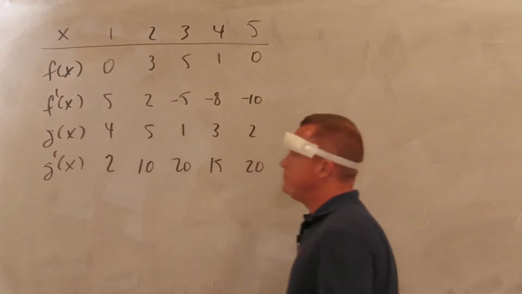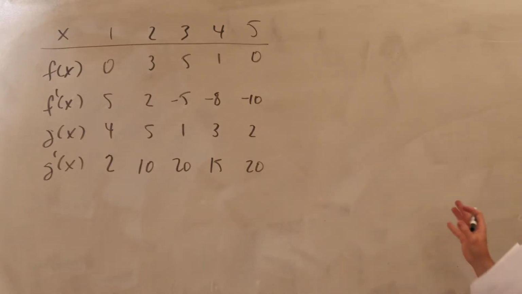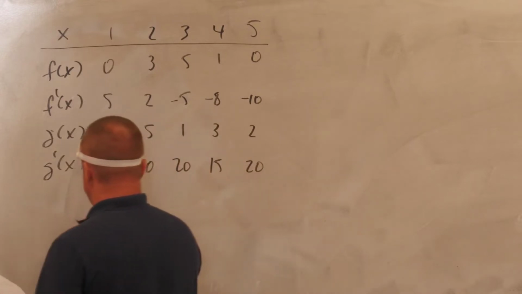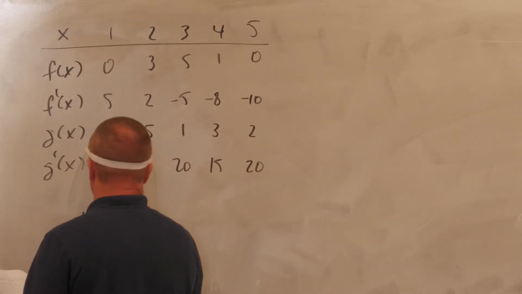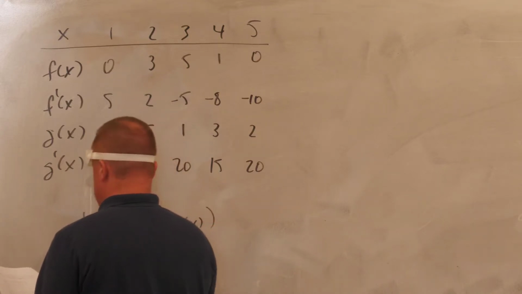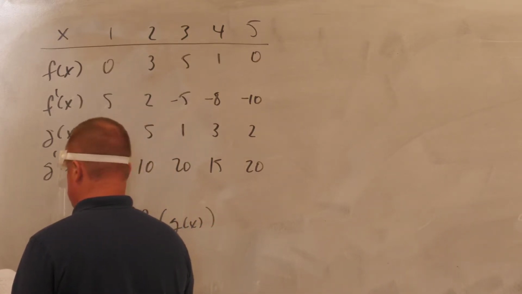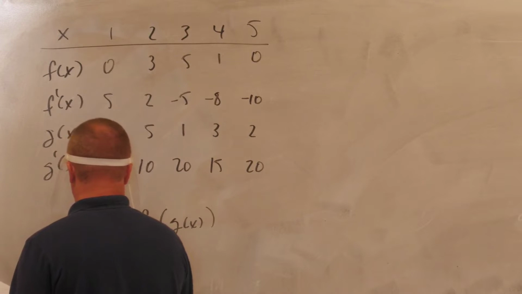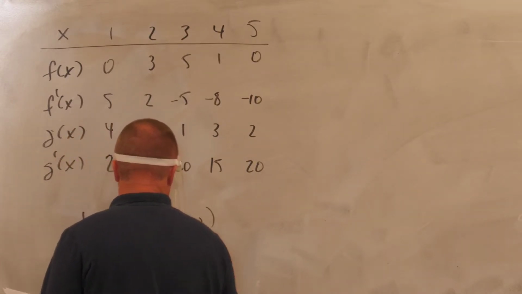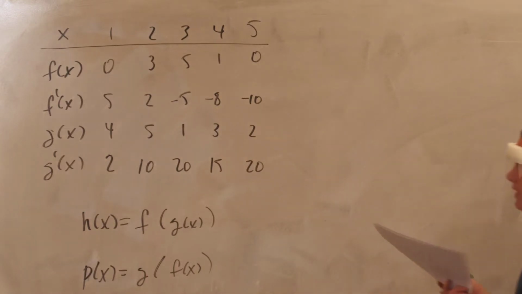Okay, so that's the table that they gave us, all right? So they also told us that h of x is equal to f of g of x, and then p of x is equal to g of f of x. Okay, so use that table of values there to figure out what the derivative at some value is of each of these, okay?